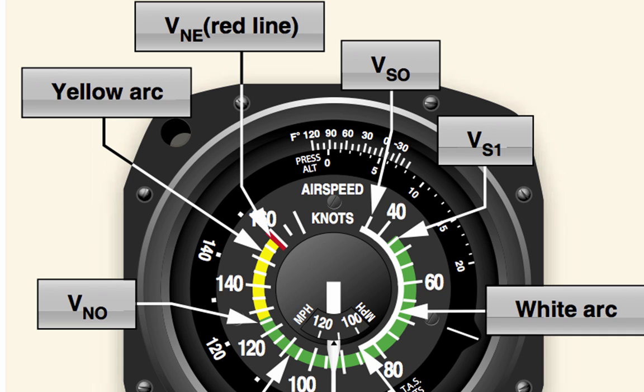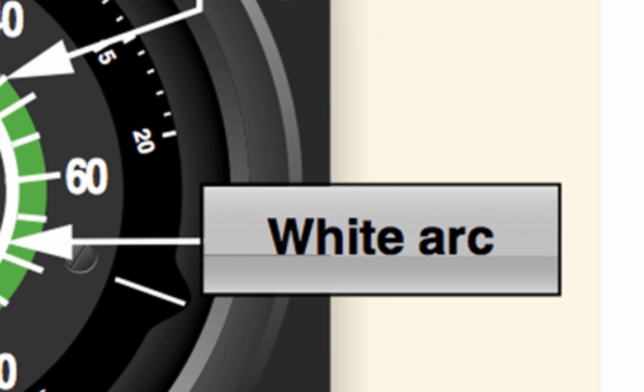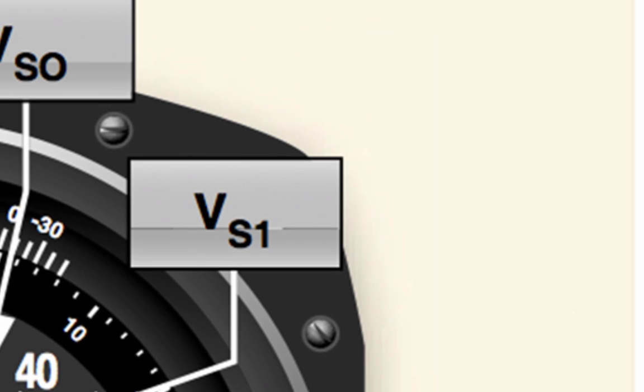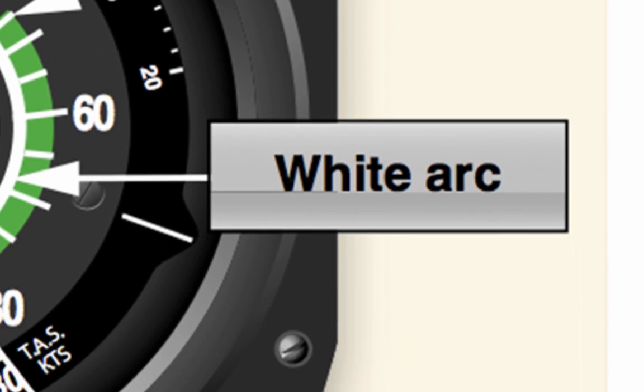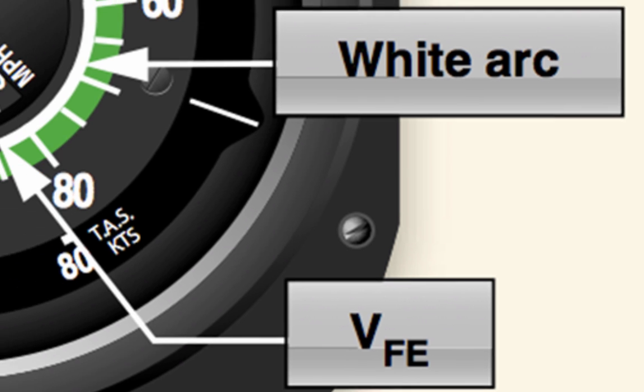As shown above, ASIs on single-engine small aircraft include the following standard color-coded markings. 1. White arc, commonly referred to as the flap operating range, since its lower limit represents the full flap stall speed and its upper limit provides the maximum flap speed. 2. Lower limit of the white arc, VSO, the stalling speed or the minimum steady flight speed in the landing configuration. 3. Upper limit of the white arc, VFE, the maximum speed with the flaps extended.